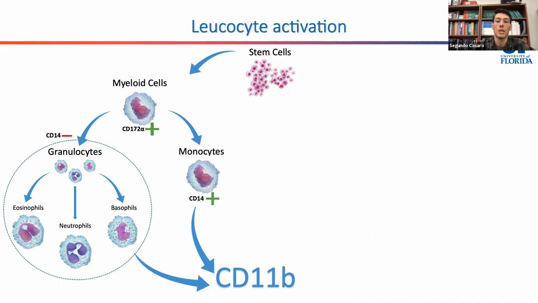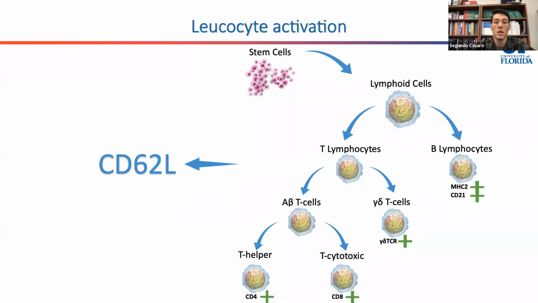And then for the lymphoid cells, we used CD62L because it allows the lymphocytes to enter the lymphoid tissues. That is why it's called a homing receptor. And because it's rapidly shed, so it's eliminated from the cell surface on cellular activation, we considered that the lymphoid cells that were CD62L negative were activated cells.